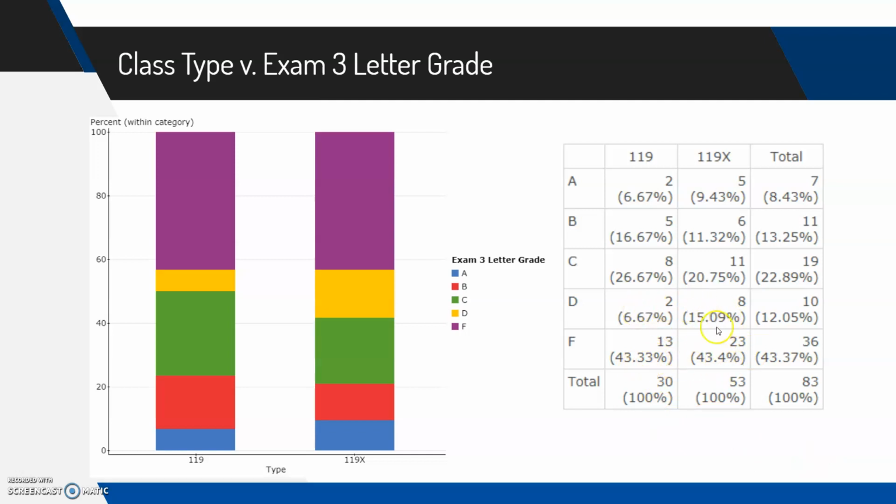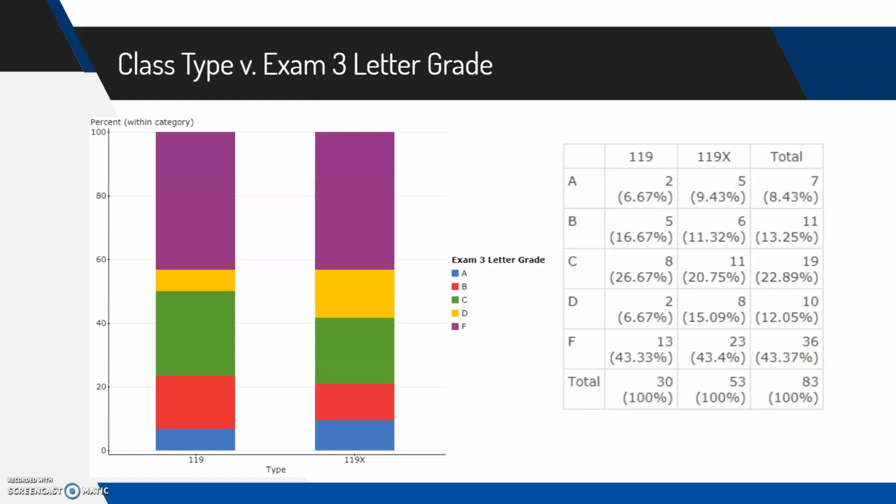There were more proportionally D's in the 119X, or there were more proportionally C's and B's in the 119. So the sort of middle of the road passing was higher in the 119s, whereas, as I pointed out, the A's and D's were higher in the 119X's. So in order to see if these differences were statistically significant, I ran a chi-square test.